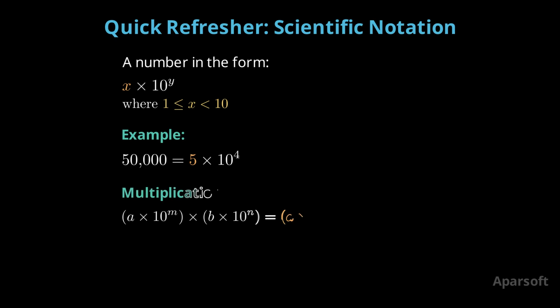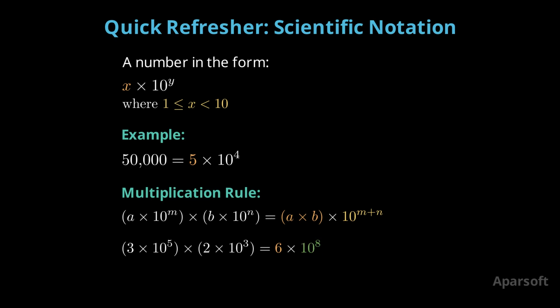Here is the multiplication rule. A times 10 to the m times b times 10 to the n. The front parts multiply. A times b gives us the new coefficient. And the exponents add up: 10 to the m plus n. For example, 3 times 10 to the 5 times 2 times 10 to the 3 equals 6 times 10 to the 8. Keep this rule handy, we will use it a lot today.